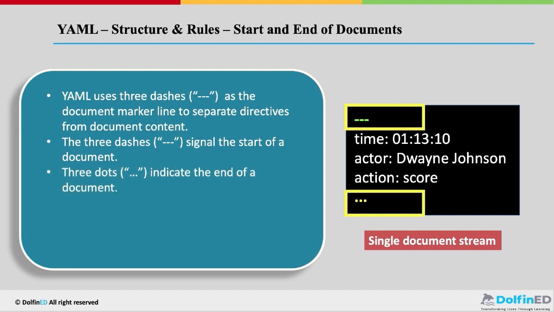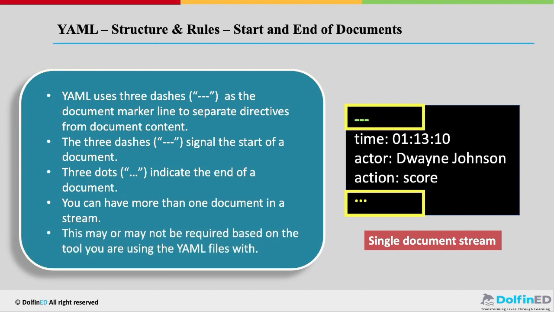And then the 3 dots, they could indicate the end of a document. And we can have more than one document in a stream. So I can represent more than one object, if you will, in one stream or document stream. And depending on which tool you are dealing with, the 3 dashes marking the beginning of the document may or may not be required. So if you are dealing with a single document stream, then some tools will not need the start and an end of your document.